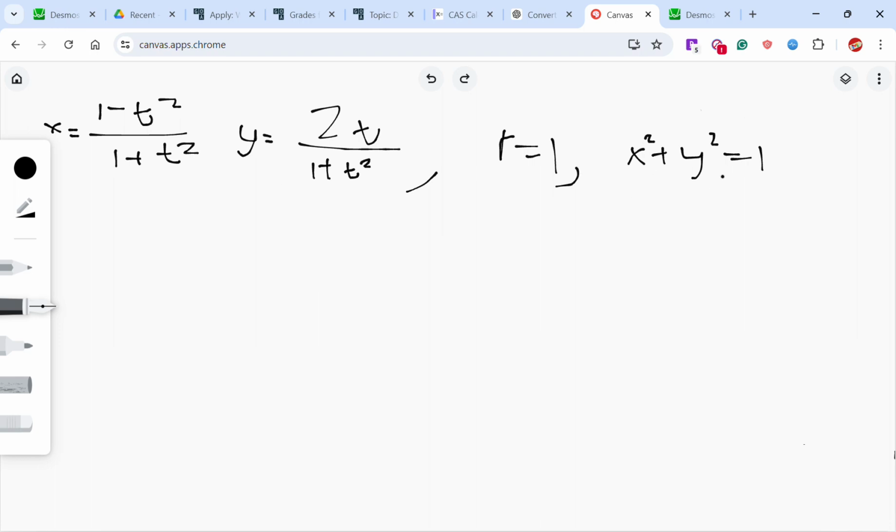X squared plus y squared equals 1. That's just a unit circle centered at the origin. I know this because this is the radius, and there's nothing other than x squared plus y squared.